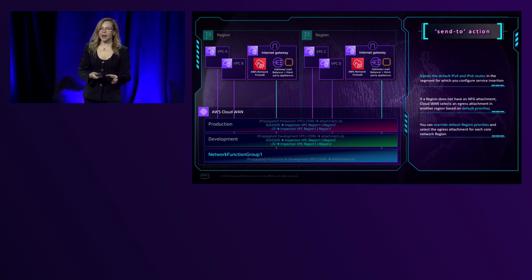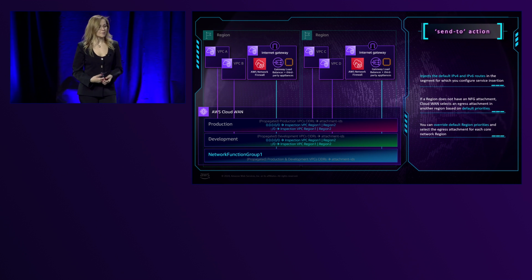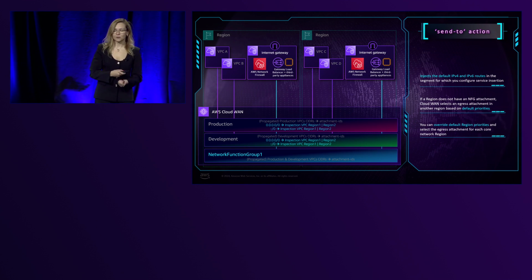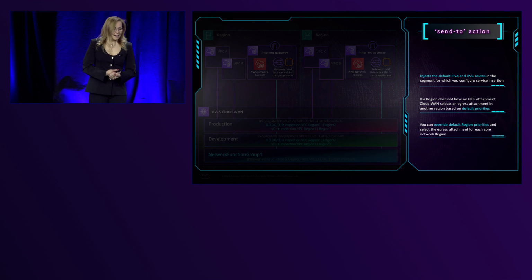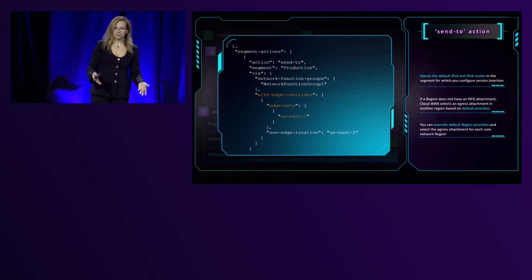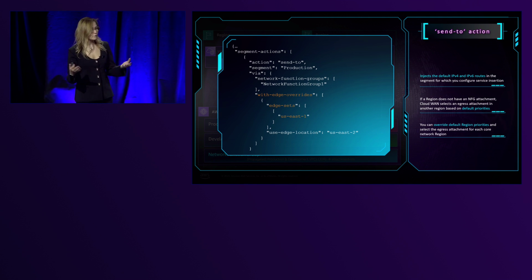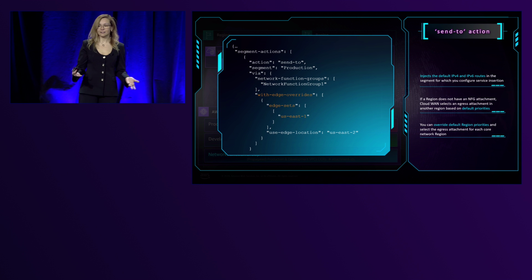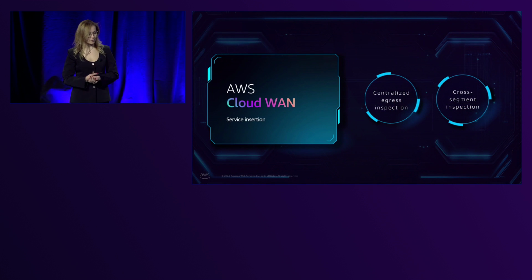Now, there's the send to action. It is specific to centralized egress, and once you configure it, these routes are propagated into your route tables. Now, very important, you can override your centralized egress. If you have regions where you don't have that inspection VPC, you can override that with the edge overrides.